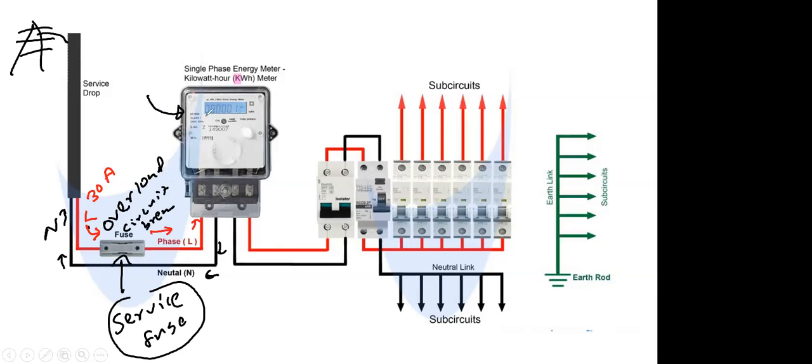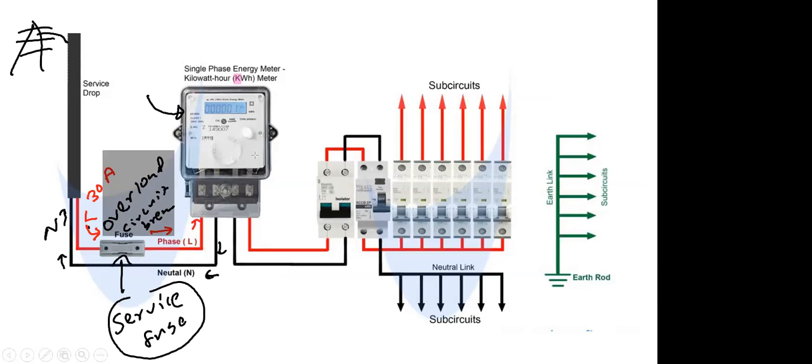Then the electric meter. That is not for safety; that is to calculate the electricity bill, and it is the property of the electricity board. The other most important thing: if you want, you can copy this down in your short notebook. Only the live wire passes through the overload circuit breaker. Again I am repeating, only the live wire passes through the overload circuit breaker, but through the electric meter both live and neutral pass.